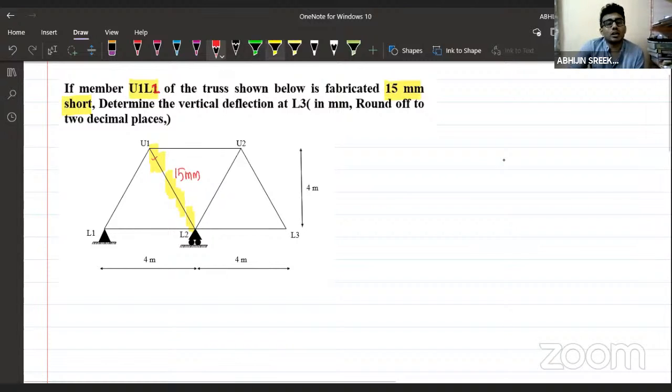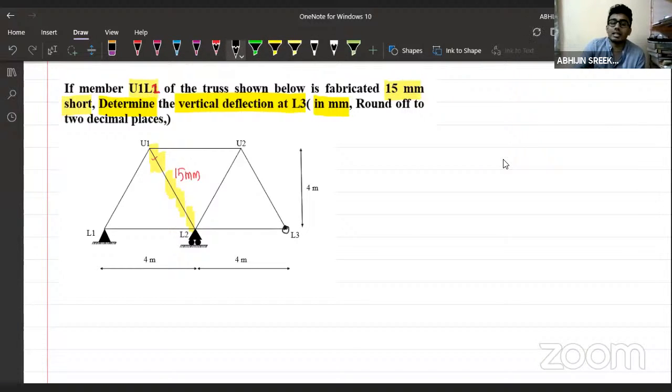So what are we asked to calculate? We are asked to determine the vertical deflection at L3. We have to report the answer in mm, rounded off to 2 decimal places. There is our joint. This is L3, and we are asked to calculate the vertical displacement at this joint L3. And this vertical displacement is actually due to this lack of fit in this member. This member is 15 mm short.